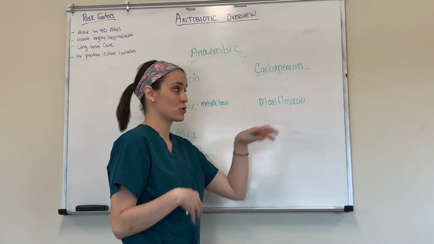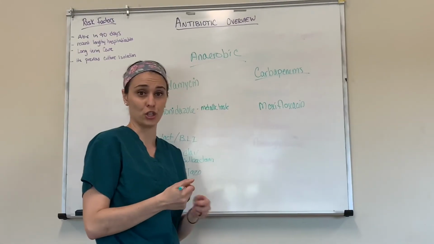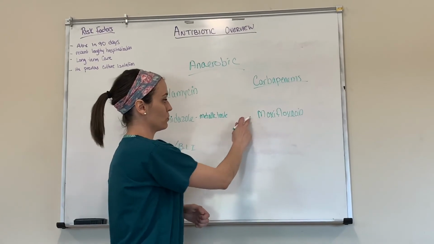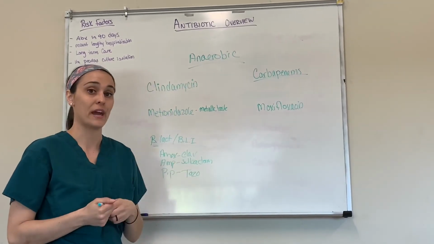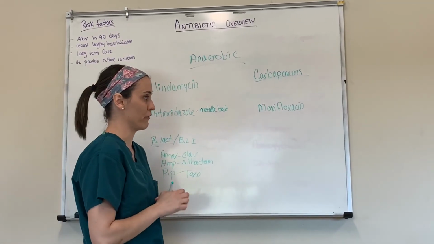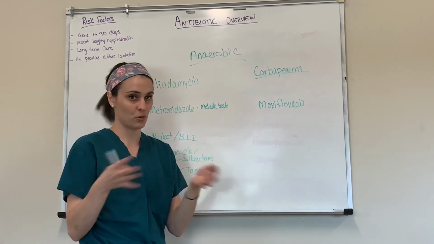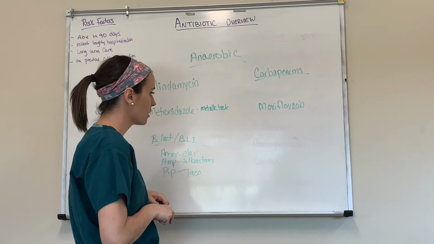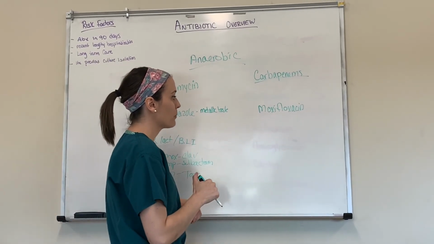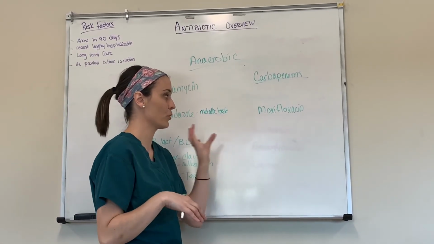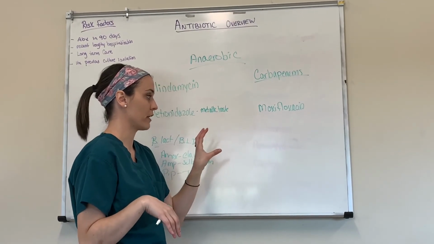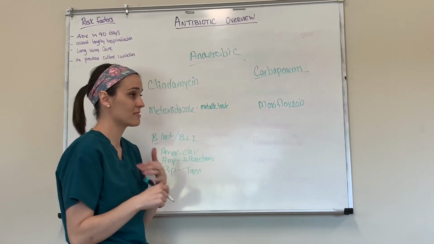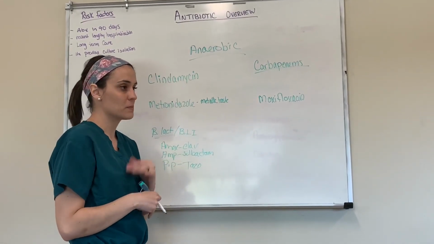It also doesn't penetrate the urinary tract very well, so it's not great in urinary tract infections, but we do put it up here with our anaerobic infections because it does have good coverage. And moxifloxacin has pretty much all the same side effects as the fluoroquinolones that we already went over. And then we have a couple of other more niche antibiotics that cover anaerobic infections that I don't really use in my practice, but they are still out there.